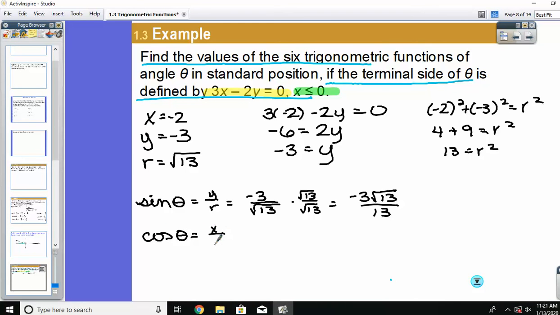Cosine, definition of cosine is x over r. So -2 over radical 13. Multiply radical 13 on top and bottom. So we get -2 radical 13 over 13.